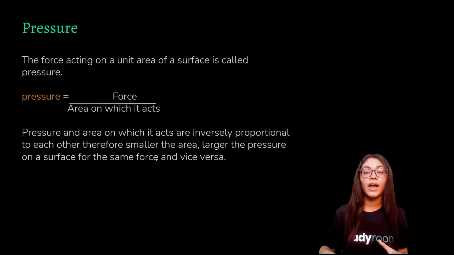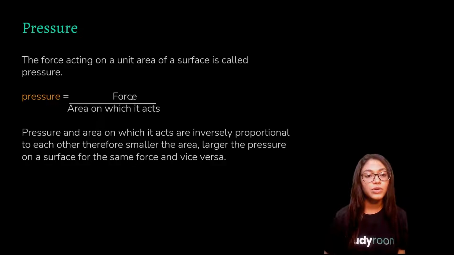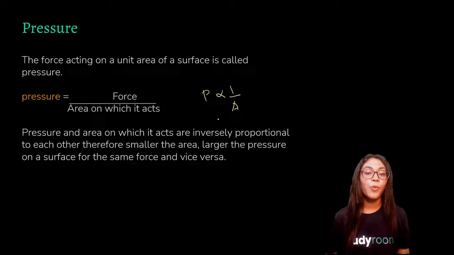Now, let's look at the definition of pressure. The force acting on a unit area of surface is called pressure. That is, pressure is equal to force per unit area. Pressure and area on which it acts are inversely proportional. Now, what does it mean by inversely proportional? P is inversely proportional to the area. What it means is that whenever the area is large, the pressure will decrease. And if the area is small, the pressure will increase.